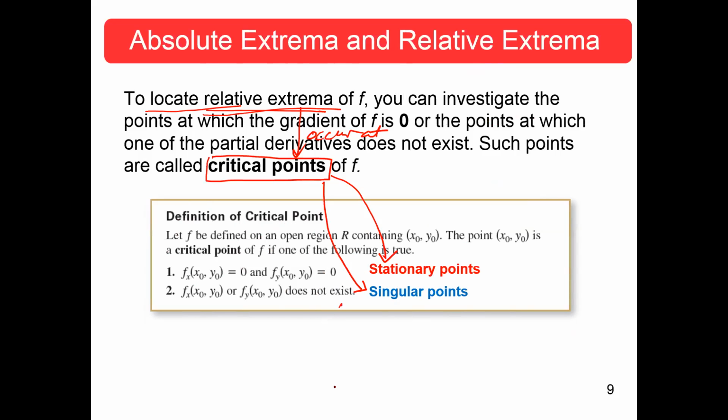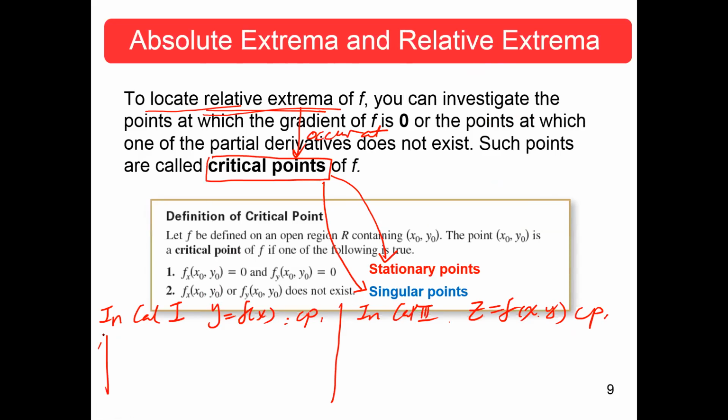Right, okay, I can do a quick comparison. In Cal 1, y equals f of x. Here in Cal 3, z equals f of x, y. Okay, in Calculus 1, critical points. Here, critical points.